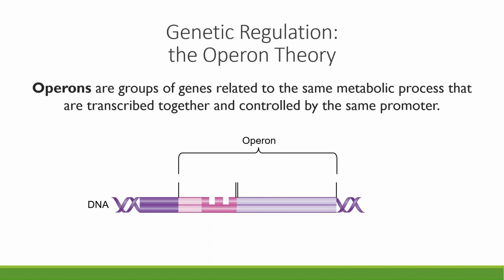So again, we have these operons, which are a collection of genes usually all related to a similar metabolic process, and they're all controlled by the same promoter and operator system at that control region.